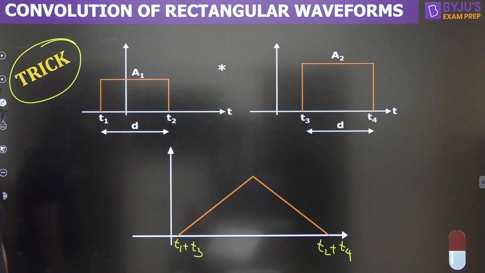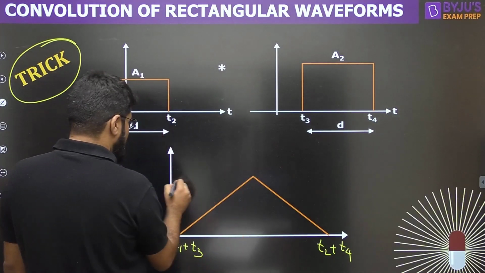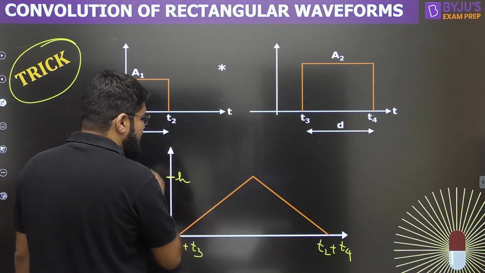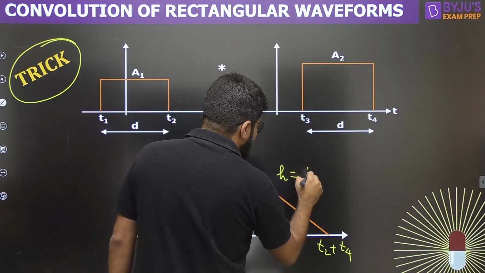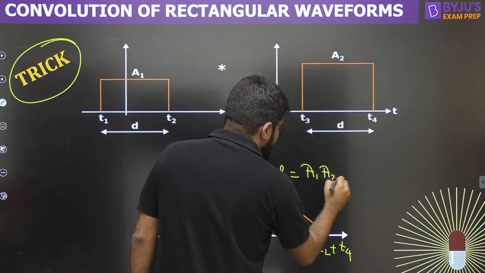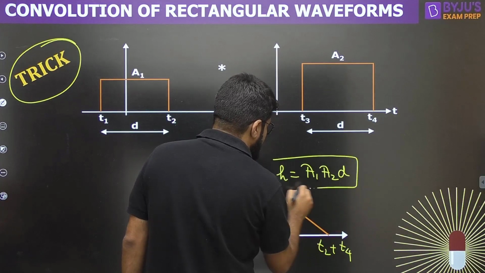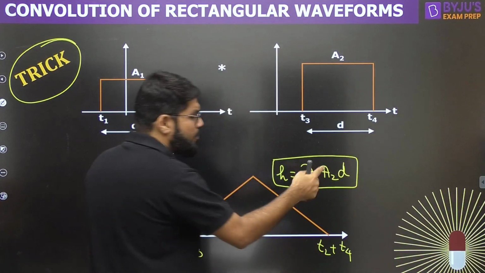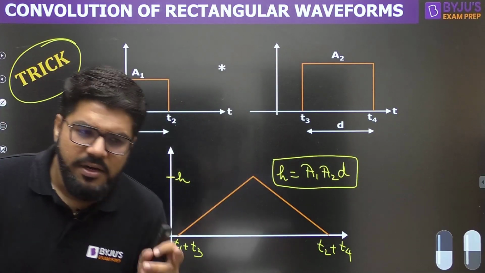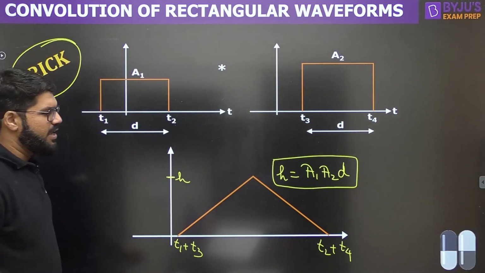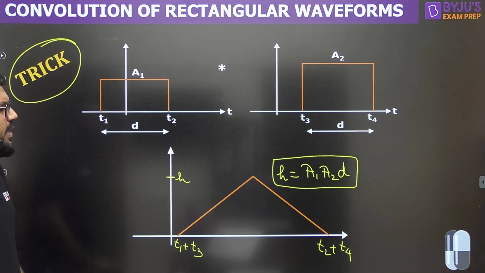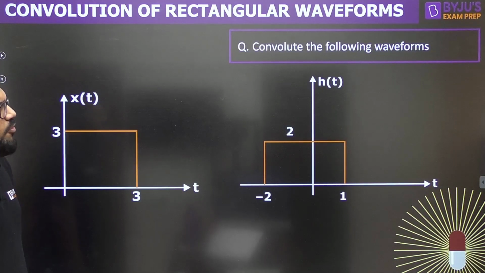Then what else do you need? You need the height, and the height of the triangle is given by a1 a2 into the common duration. The duration is anyway equal: the product of the amplitudes into the duration of the rectangles, a1 a2 into d. Sir, convolve the following waveform.